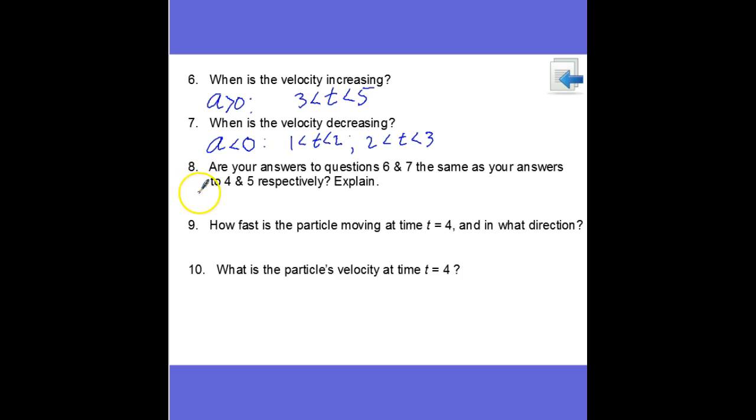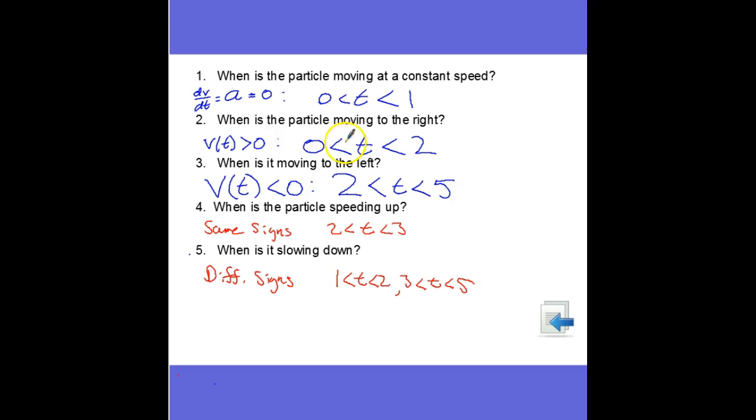All right, let's look at number 8. Number 8 says, are your answers to questions 6 and 7 the same as your answers to 4 and 5, respectively? So for 6 and 7, the velocity is increasing from 3 to 5. And in 4, when is the particle speeding up? That was from 2 to 3. So no, those aren't the same.